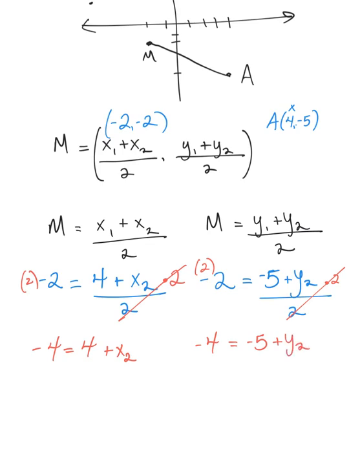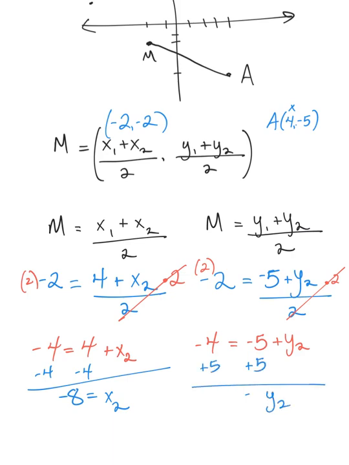Now I just simply have a simple algebraic expression to solve for in both cases. So here I'm going to subtract 4 from both sides. So the x value of endpoint B is -8. And here I have to add 5 to both sides. And y2 is +1. So this means that point B has a coordinate value of (-8, +1).